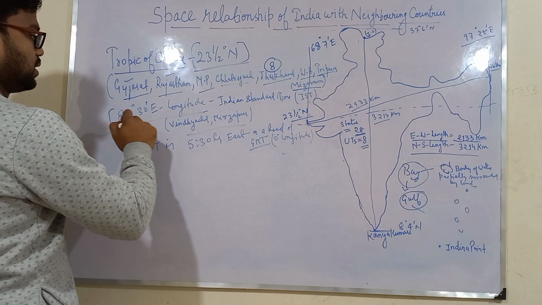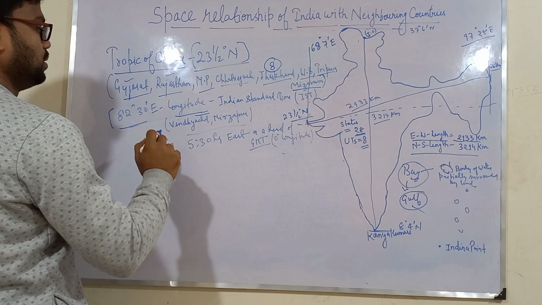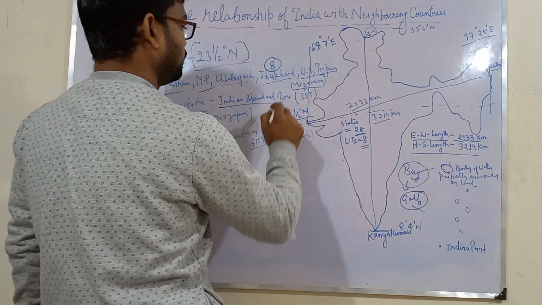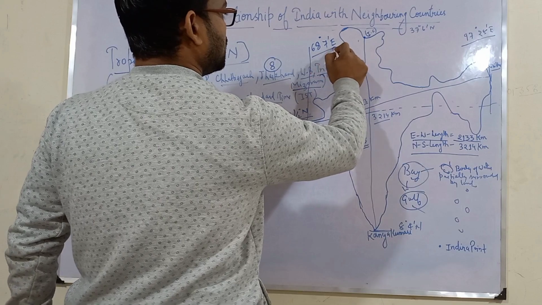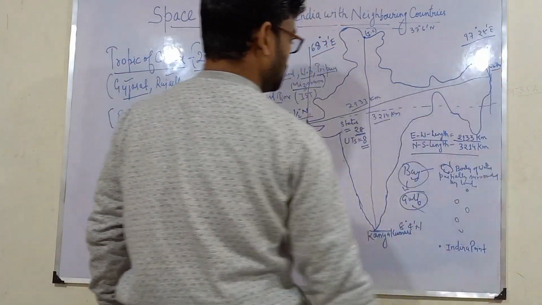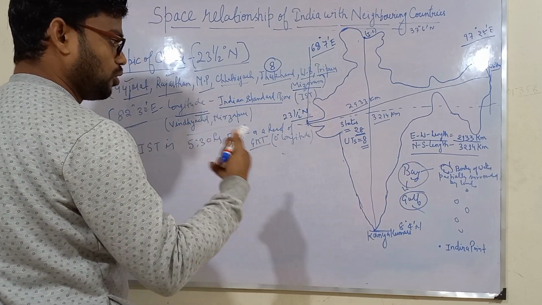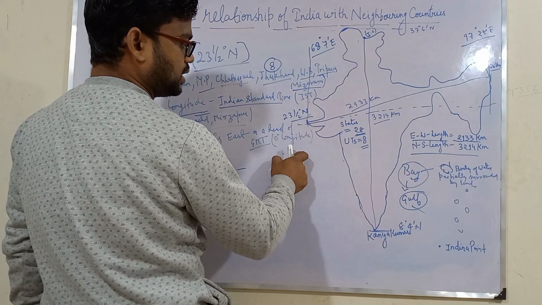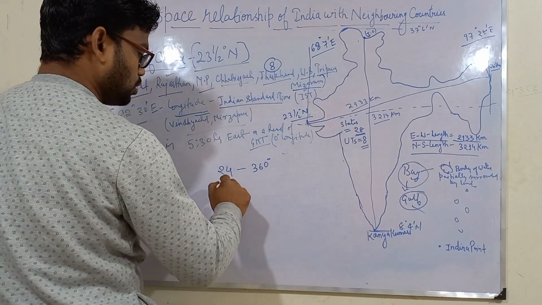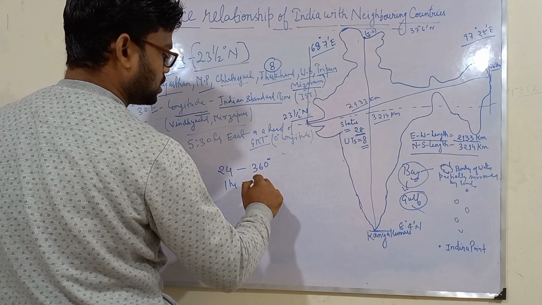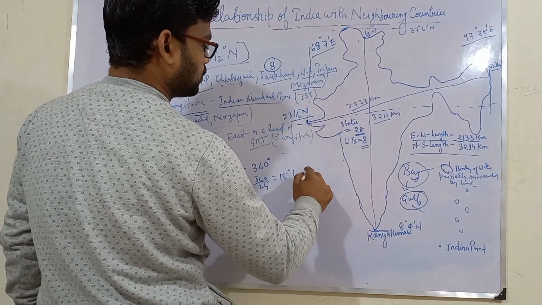Next we have this longitude, 82 degree 30 minute east longitude. This has been chosen for Indian Standard Time. Now we know that the longitudinal extent of India is from 68 degrees to 97 degrees. We know that we have 24 hours, and the total number of longitudes is 0 to 180 degree east and 0 to 180 degree west. So we have a total of 360 degrees of longitude. If we calculate for 1 hour, it is 360 by 24. So this would be 15 degree longitude.